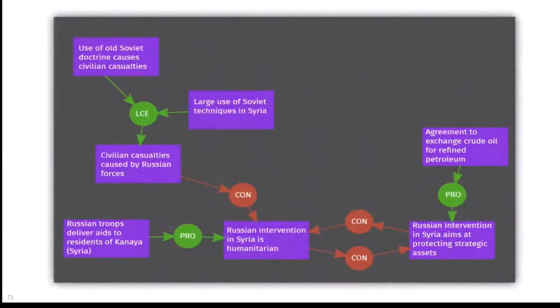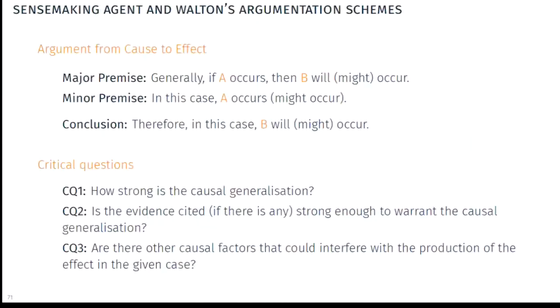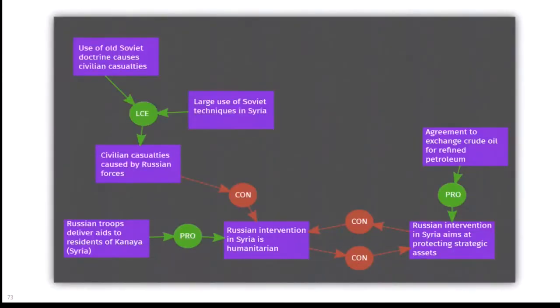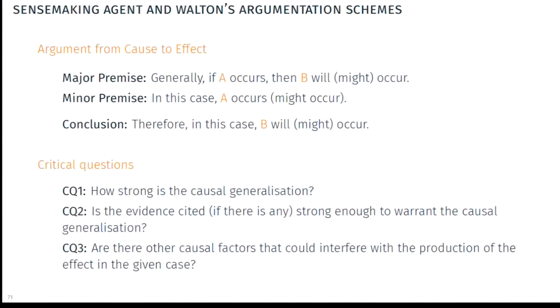And that was use of old Soviet doctrine causes civilian casualties, is the link between A and B. And then we have to identify, in this case, A occurs. And in this case, we have evidence, say, that there are large use of Soviet techniques in Syria. But the other bit is we have those critical questions that can be used to strengthen or weaken an argument based on this argumentation scheme.